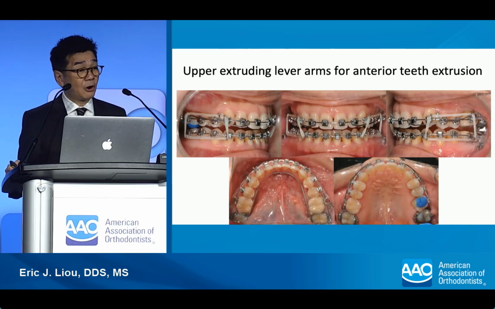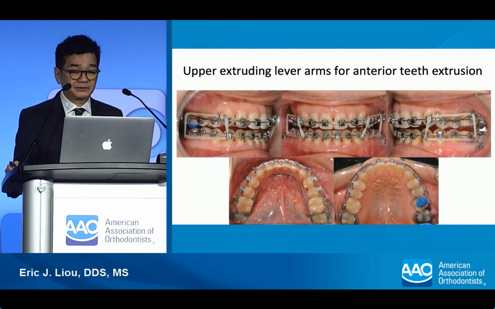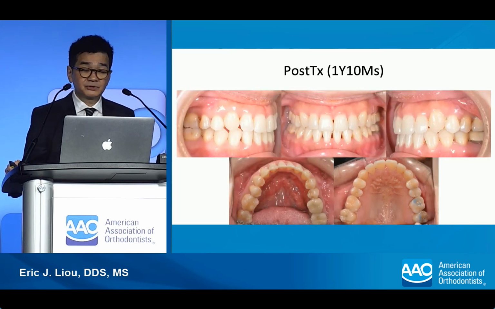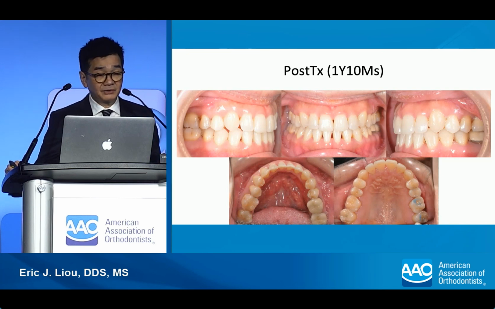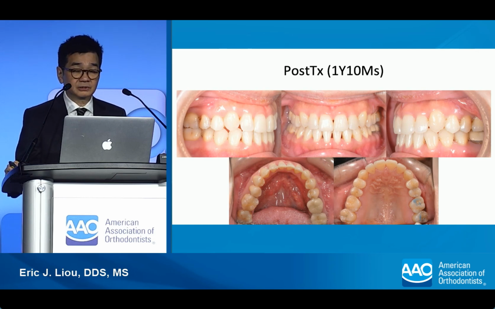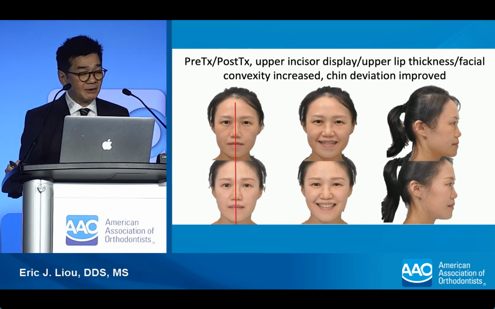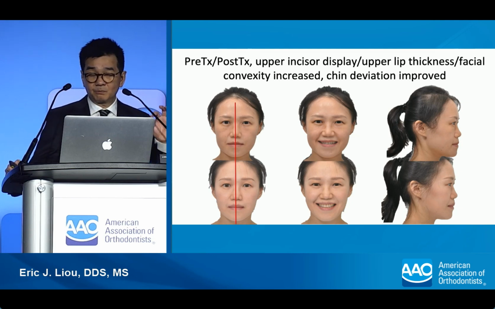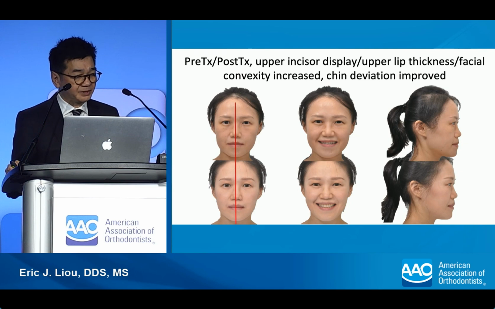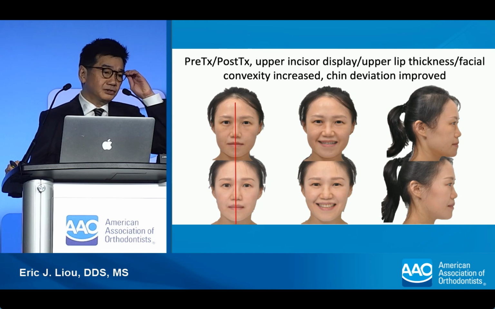At the same time, I was also using upper extruding elastic arms to extrude more of the upper anterior teeth. At the end of the treatment, I spent 1 year and 10 months to achieve a class 1 buccal occlusion and good overbite and overjet. And you can see the change of her smile and how much upper incisor display there is after the treatment, and also a little bit, around 0.5 to 1 millimeter, of gingival display, and the chin deviation was also improved. So that was a very interesting finding for me.